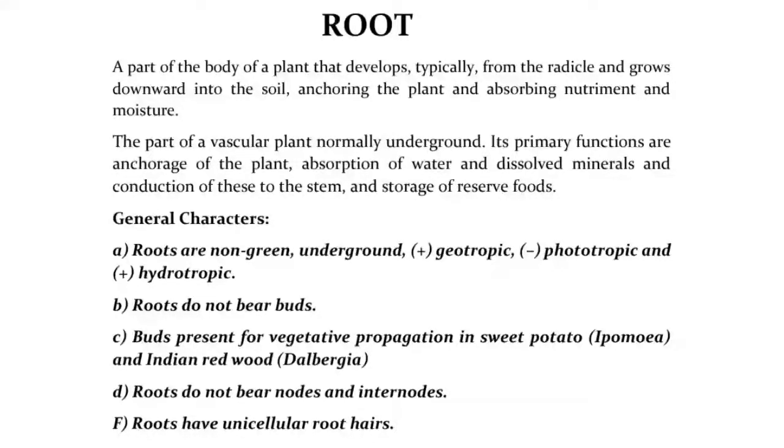General characters: A. Roots are non-green, underground, positively geotropic, negatively phototropic and positively hydrotropic. B. Roots do not bear buds. C. Buds are present for vegetative propagation in sweet potato, Ipomoea, and Indian redwood, Dalbergia. D. Roots do not bear nodes and internodes. E. Roots have unicellular root hairs.